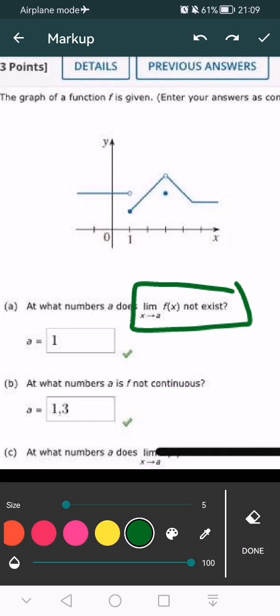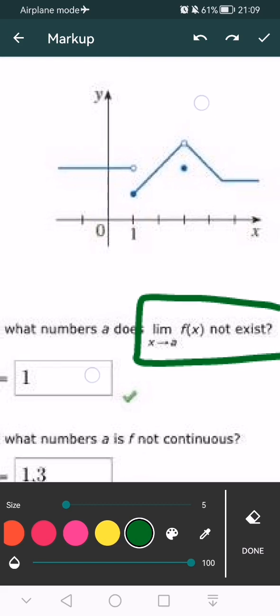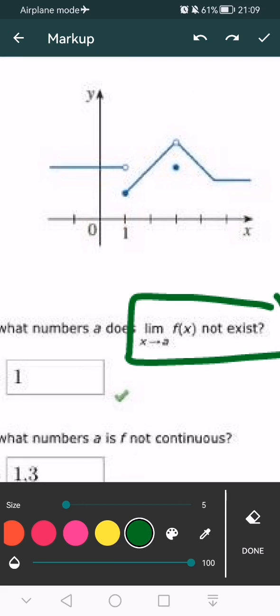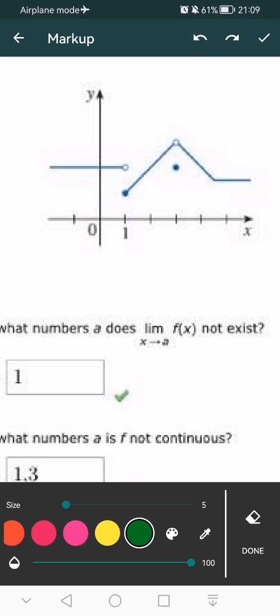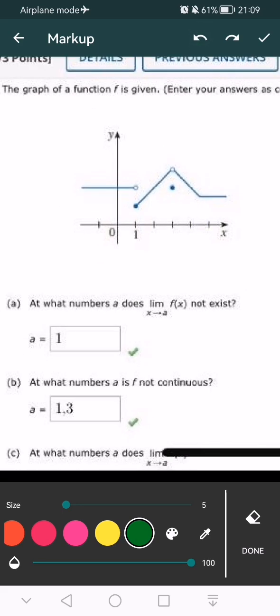At what number is f not continuous? لما نقول not continuous, there is a difference between exist and not continuous. exist يعني شنو؟ يعني أشيك limit. not continuous يعني في فصل بينهم. ترى نفس الشيء limit بعد.